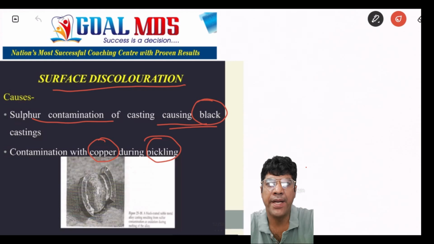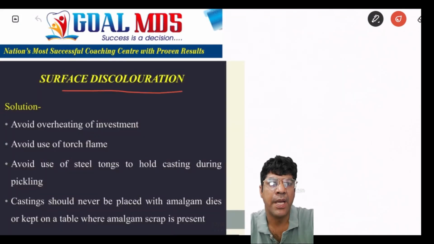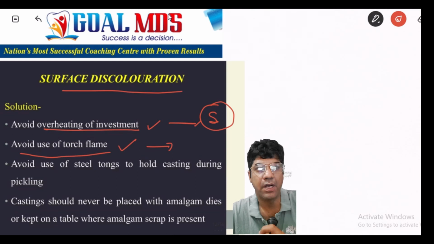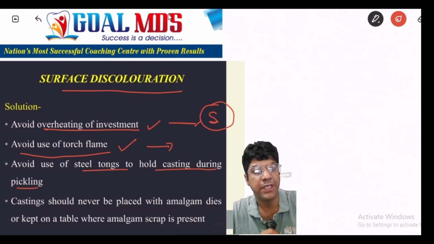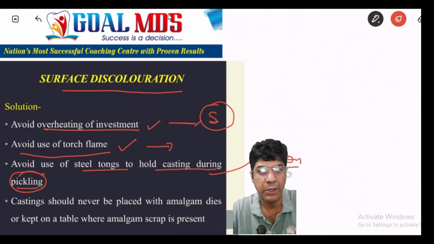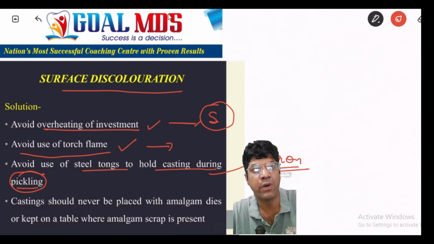So what you have to do is avoid overheating. Remember, overheating during the casting procedure will lead to release of sulfur compounds. These compounds can react with the metal surface and cause discoloration. Proper temperature control is essential to prevent overheating. Another is to avoid the use of a steel tongue to hold the casting during pickling. Pickling is a process that removes the oxide from the contaminant. Using a steel tongue can introduce iron into the solution. This iron can react with the metal surface and therefore cause surface discoloration.